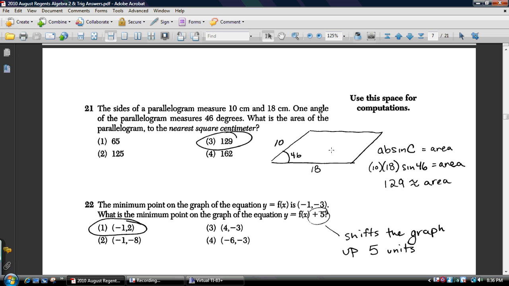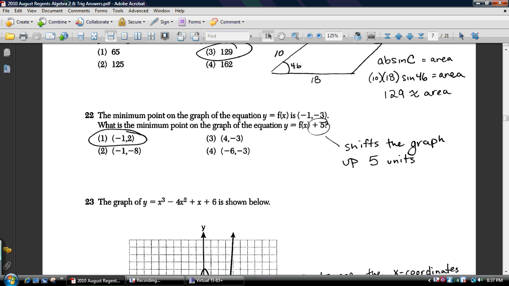So a parallelogram can be cut into two congruent triangles by drawing in this diagonal down the middle. There's a formula on your reference sheet for area of a triangle. It's 1/2 AB sine C. But since there's two triangles in this parallelogram, two congruent ones, we can take off that little 1/2 part and just use the formula AB sine C. AB and the sine of the angle in between those two sides. It's approximately 129.